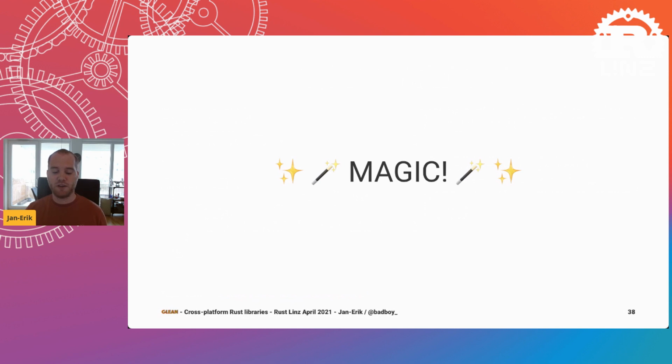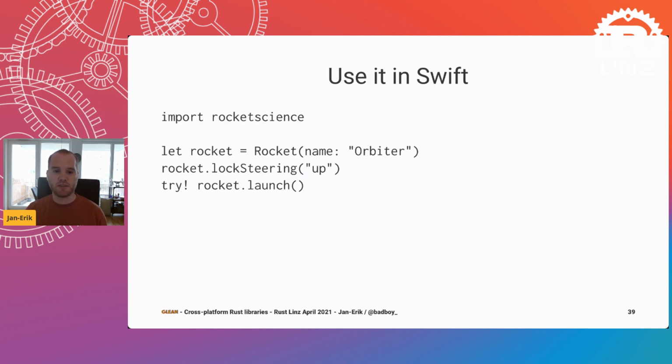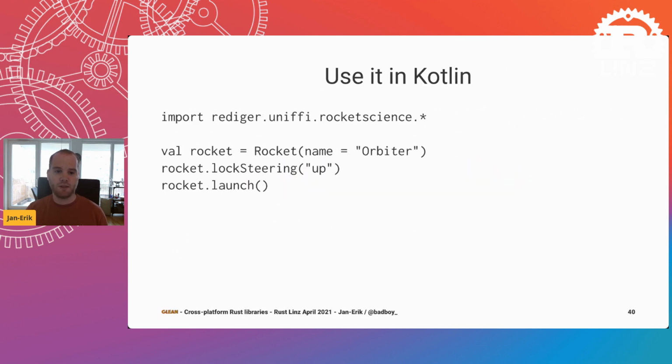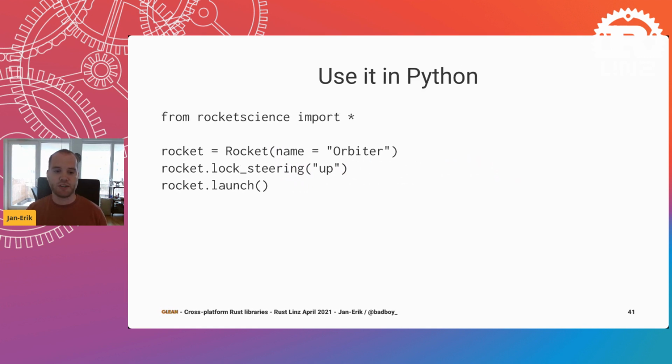And when that magic finishes, you can use this in Swift, in Kotlin, and in Python, just as easily. And we didn't write a single line of Kotlin, Swift, or Python to make this all work. Uniffi did that for us. All we did is use a nice API that feels very ergonomic in the language we're writing it in. And under the hood, it does all the right things to call into Rust code and actually run.